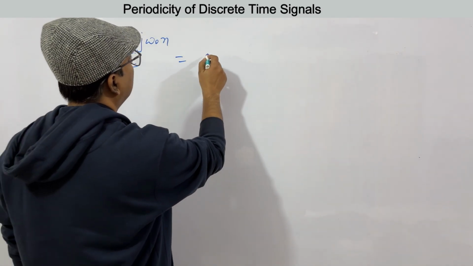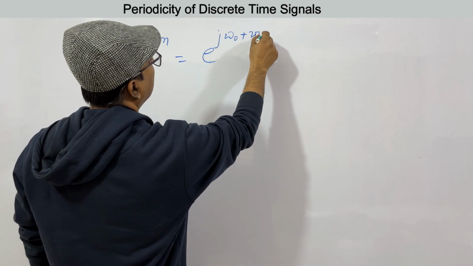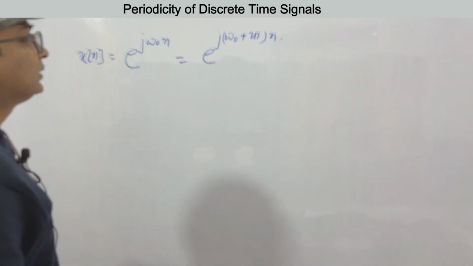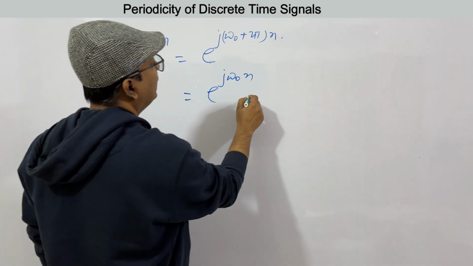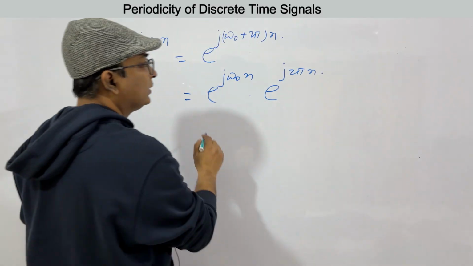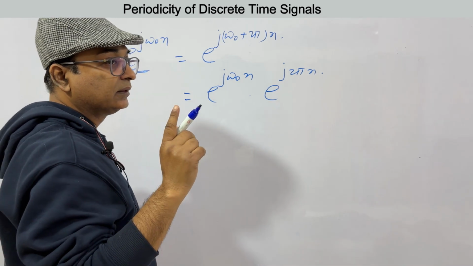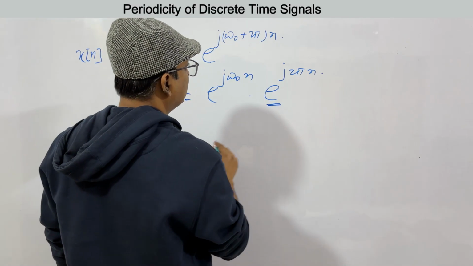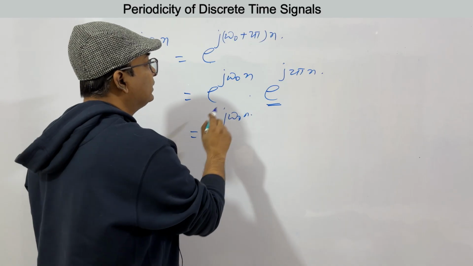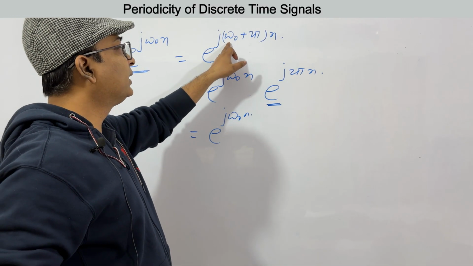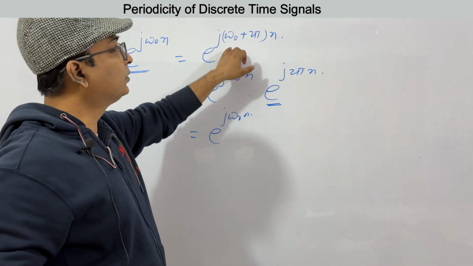Now, what if I say e to the power j (omega 0 plus 2 pi) n? What is the value? This will be e to the power j omega 0 n, that is the original signal, into e to the power j 2 pi n. What is this? Cos 2 pi n plus j sin 2 pi n. Cos 2 pi n is 1, so this is equal to 1. So actually what we get is the original signal. This means that for all values of omega 0, the signal will have the same value for omega 0 plus 2 pi. From this it is clear.